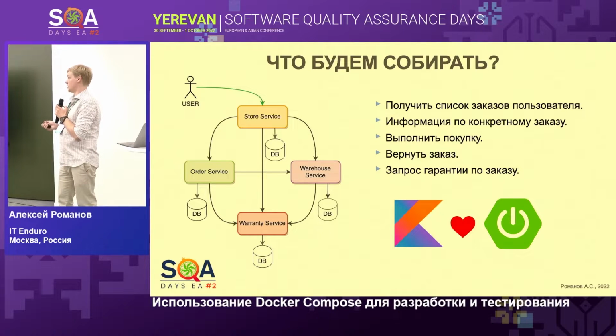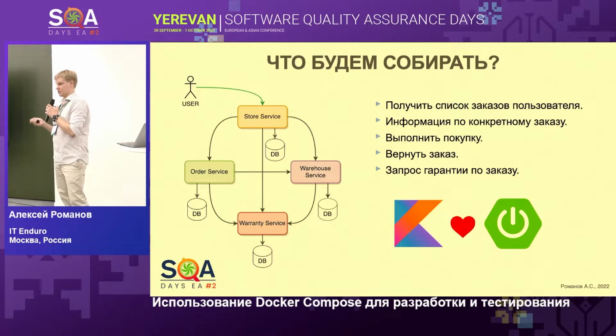We have different methods: getting a list of orders, getting information about a specific order, buying, returning the order, and requesting a warranty. The thing is that each of these requests goes through all 4 services and is communicated through them, and as a result, the systems are interlinked with each other.